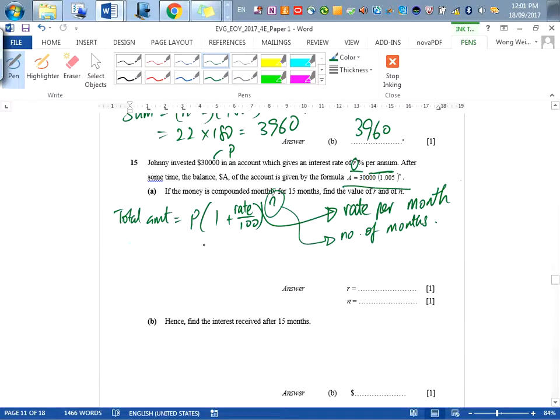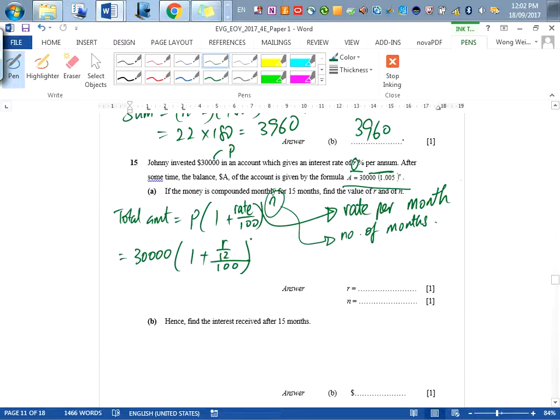Total amount is equals to 30,000 times 1 plus the rate. How much is the rate per month? How much is the rate per year? First line of the question. Yeah, R%, isn't it? So per month, how much is it? Is it still R? How much is it now? R over 12. 1 plus R over 12 divided by 100. Then, now we have to the power of number of periods. How many periods are there?